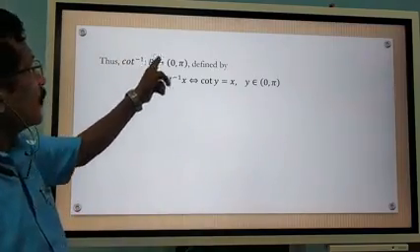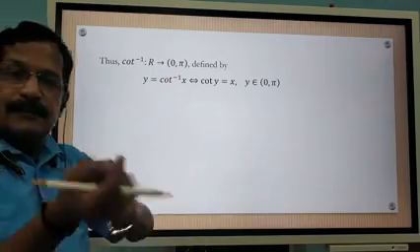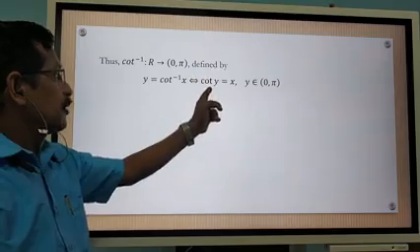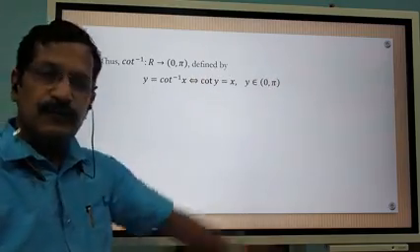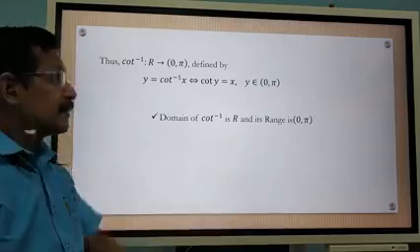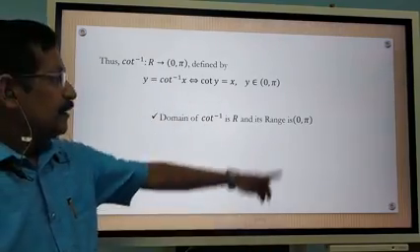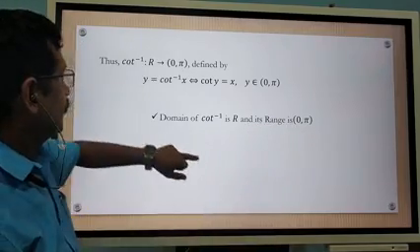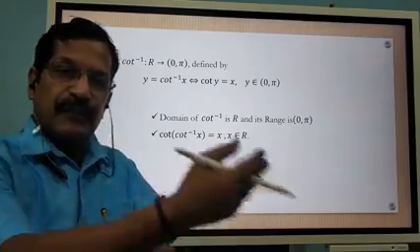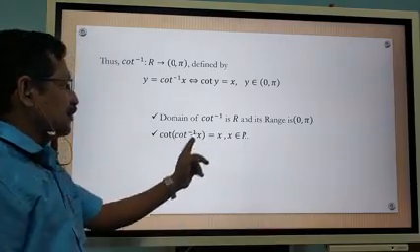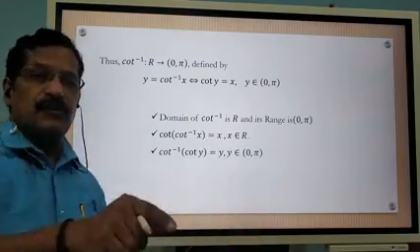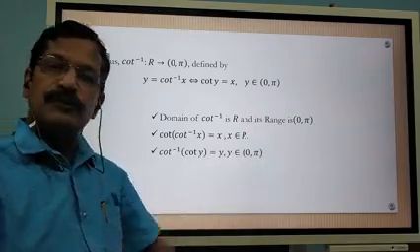The cot inverse is from R to 0 to pi, the domain and range interchanged, defined by y is equal to cot inverse of x implies and implied by cot y is equal to x, where y is an element of 0 to pi. The important points: the domain of cot inverse is R and the range is the open interval 0 to pi. Now, just like f of f inverse of x is x, cot of cot inverse of x is equal to x, where x is an element of R. Cot inverse of cot y is equal to y, where y is an element of 0 to pi.